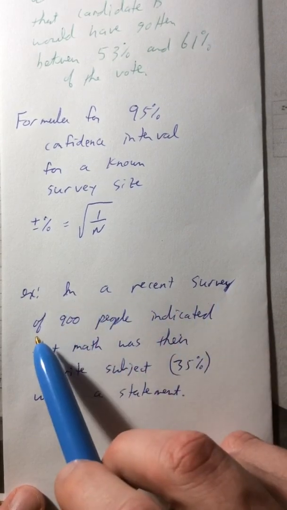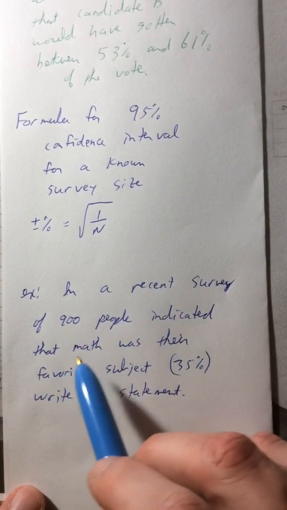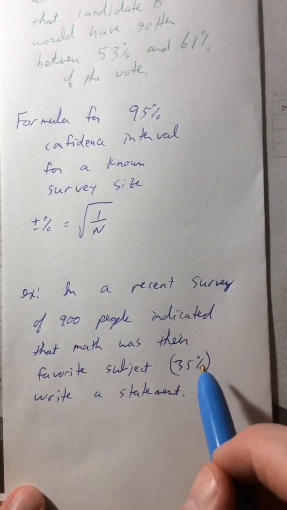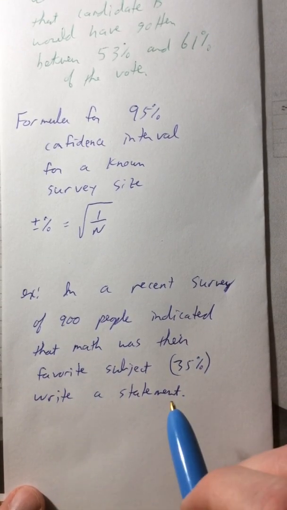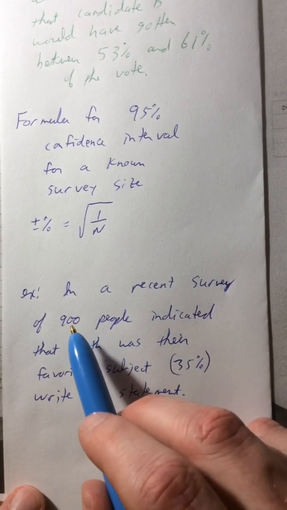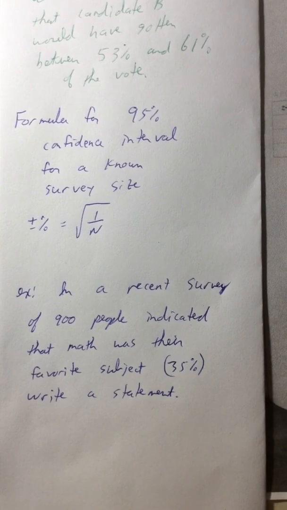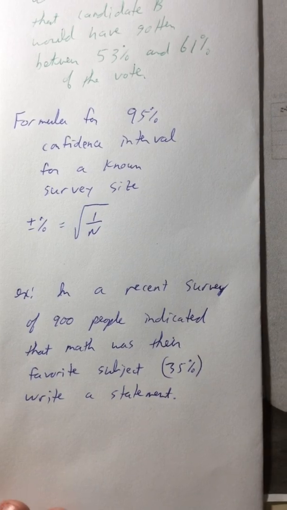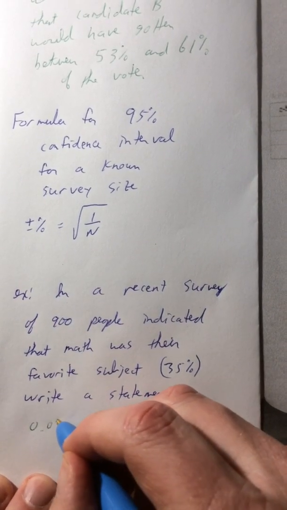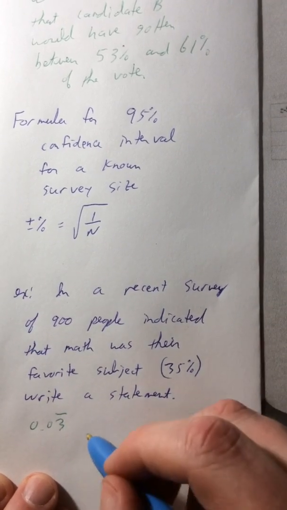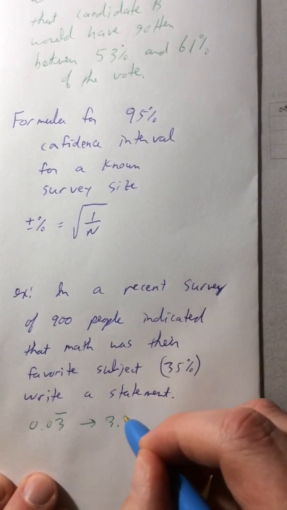So in a recent survey of 900 people, they indicated that math was their favorite subject. 35% of the people said that. Write a statement. So we're going to do some calculating. We're going to do 1 divided by 900, equals, then we're going to take the square root of that. I'm going to raise that to the 0.5 power because that's the easy way for me to take the square root. And I get 0.03 repeating. So I'm going to turn that into a percent. So that's 3.3 repeating percent.